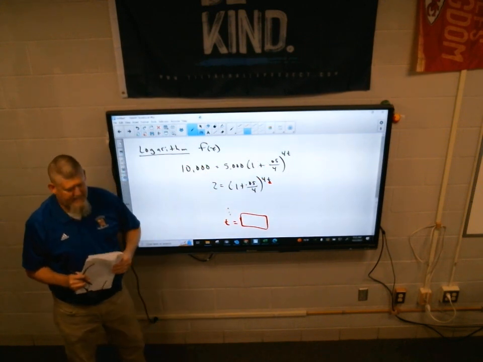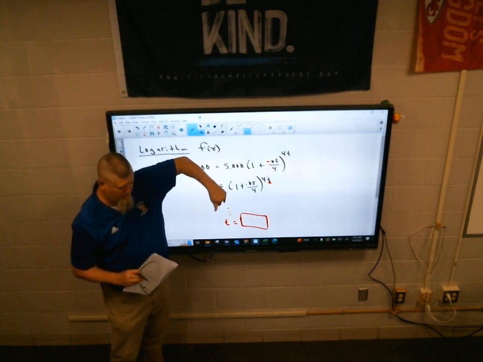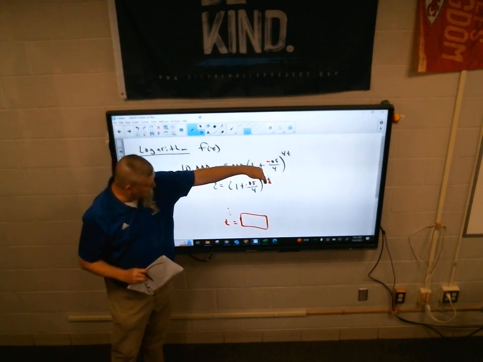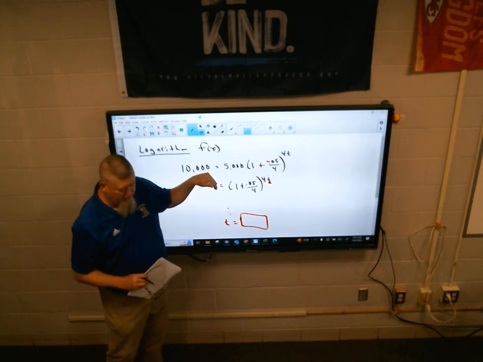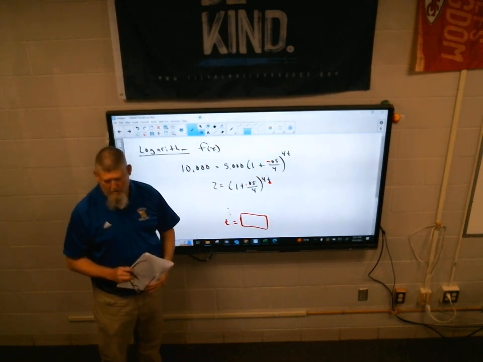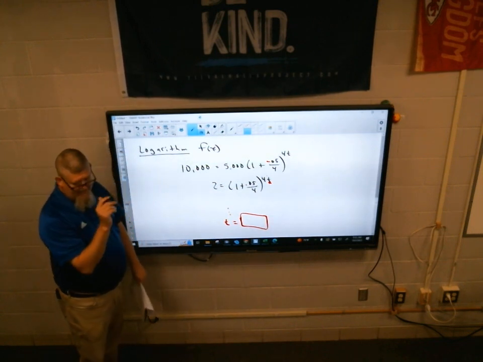The only way to get the unknown out of the exponent is to use logarithms. Taking the logarithm of both sides will allow me to bring this t out of the exponent, this unknown out of the exponent, and bring it down into a number where I can actually solve for it. So that's the reason we do logarithms: to solve exponential equations.